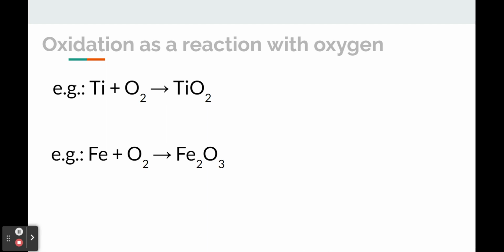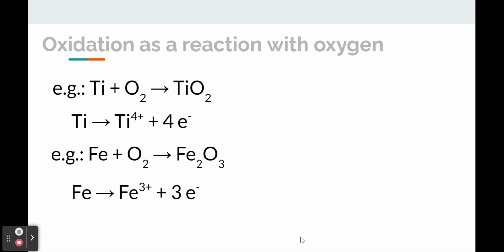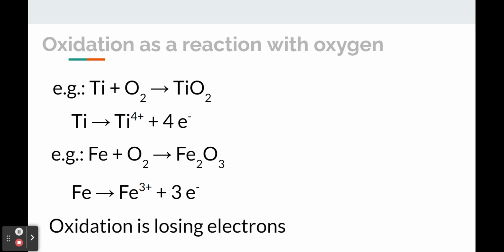Now, these two are metals. You can also do this with nonmetals, but that was what originally people thought oxidations were. But then later on, chemists started to realize that you could have oxidation occur without oxygen, because they realized that what was really happening to these metals was they were losing electrons and becoming positively charged. So the titanium would lose 4 electrons and the iron would lose 3 electrons, and in the process, they would become positively charged.